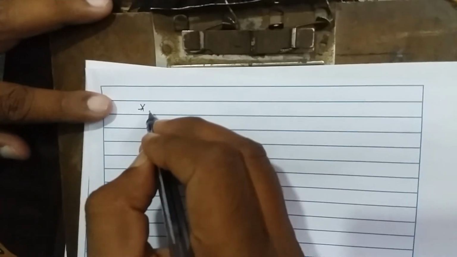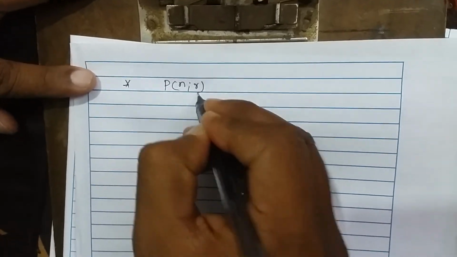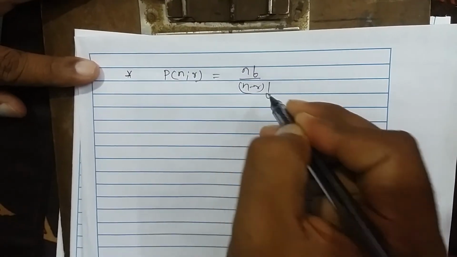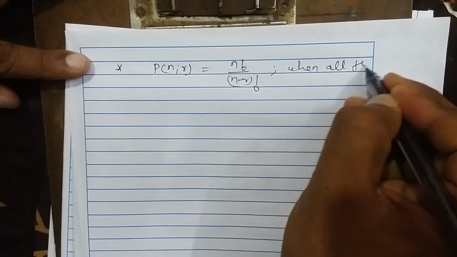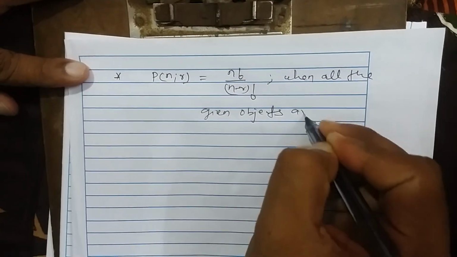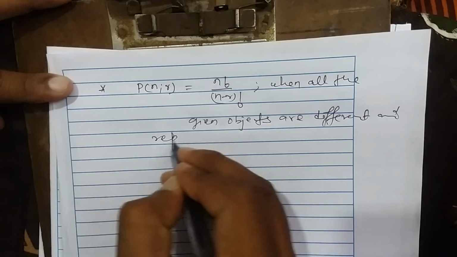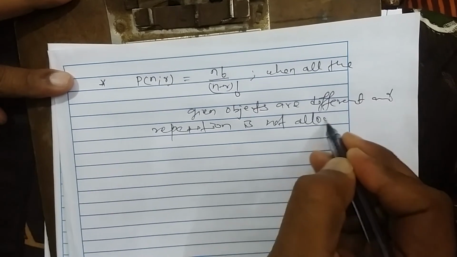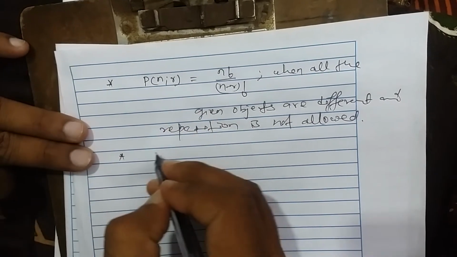So we come to the conclusion that the permutation of n given objects taken r at a time is n factorial divided by n minus r factorial, when all the given objects are different and repetition is not allowed.